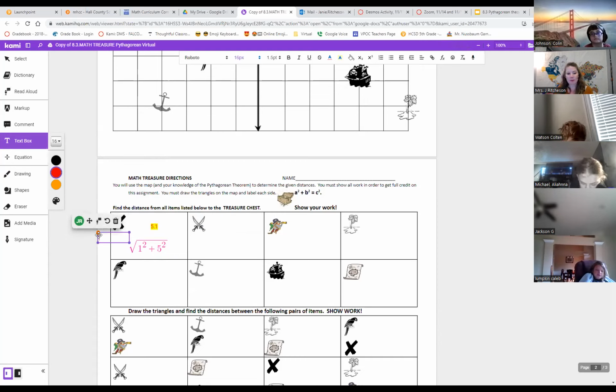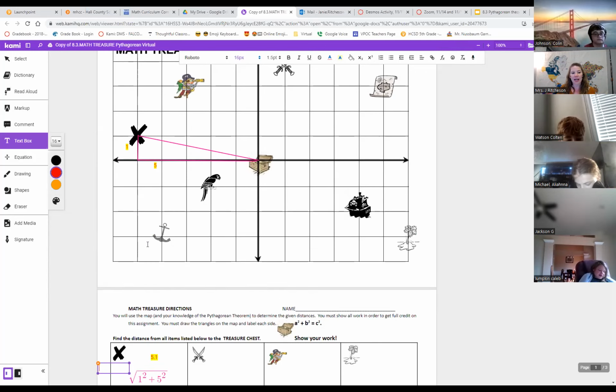Okay, Isaiah, thank you for coming back. All right, so I showed my work. I showed how I found my answer, and I drew my right triangle up here. So that's what you guys are going to do on your assignment tomorrow. Does anybody have any questions about that?